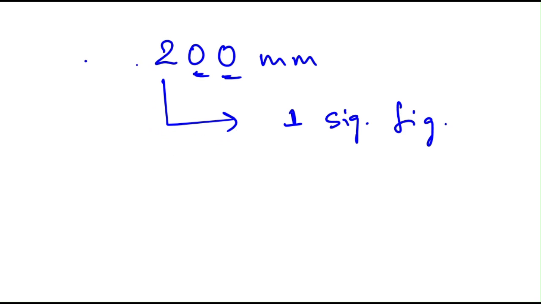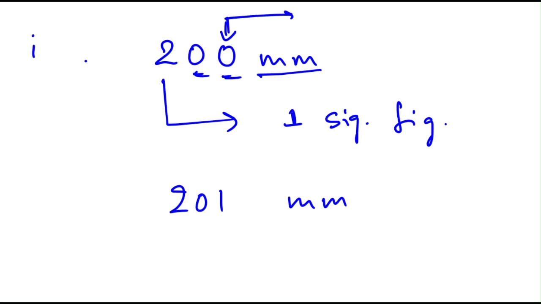But what happens if we are measuring with an instrument which has least count of 1 millimeter? Then we can measure up to here. Then we can measure 201 millimeter also. So in that case, this zero will be a significant figure. So this is a little bit confusing, but you should not be confused. Which one is this? I think fifth number.